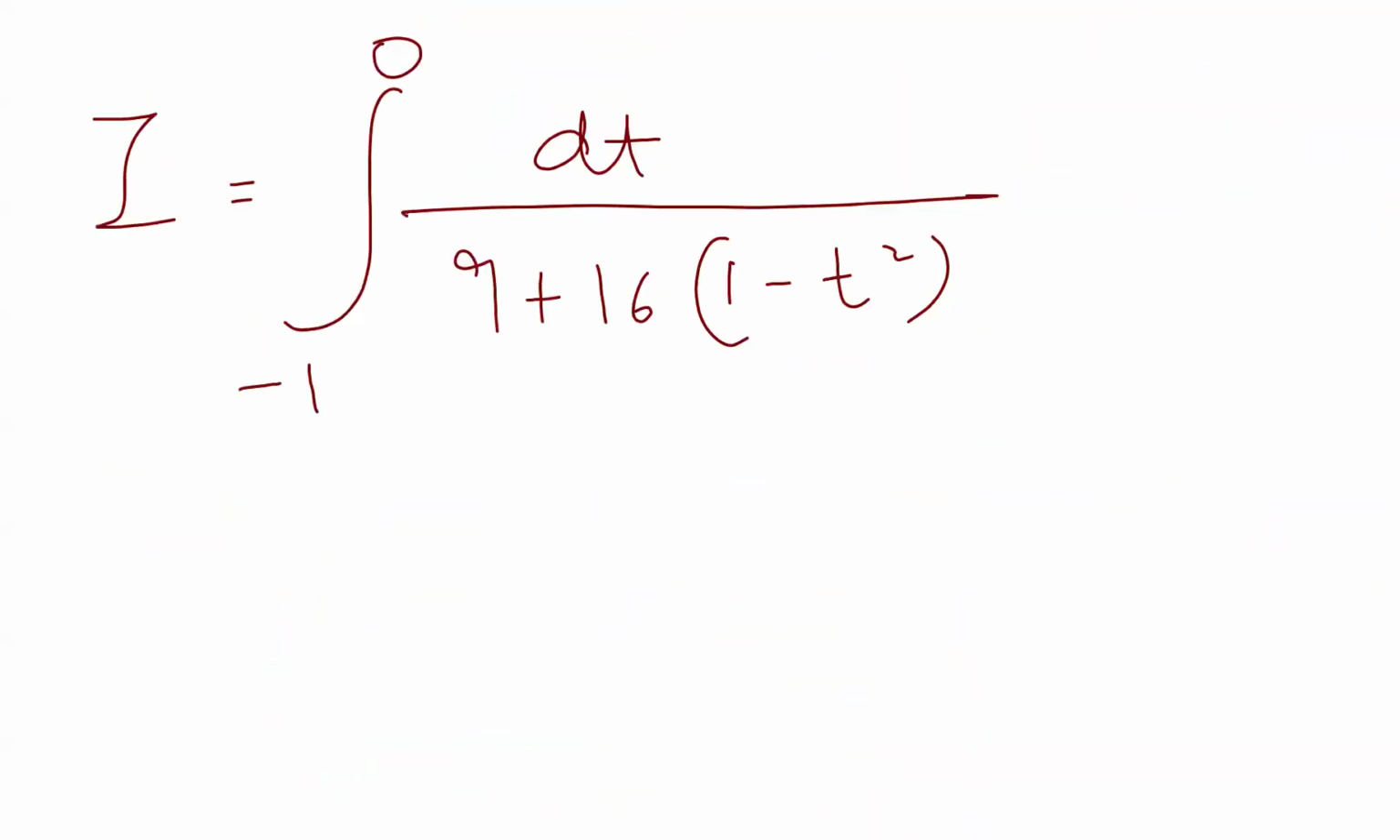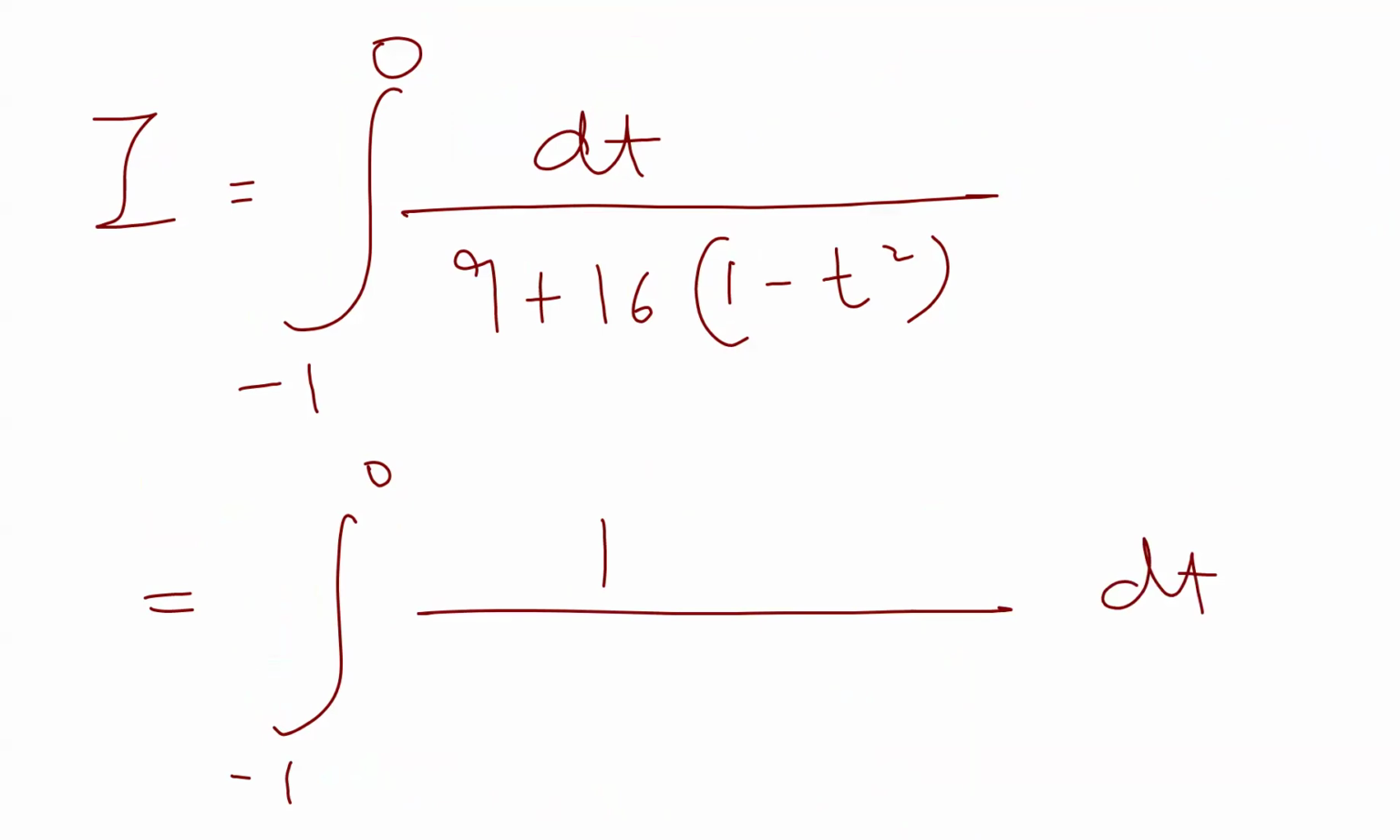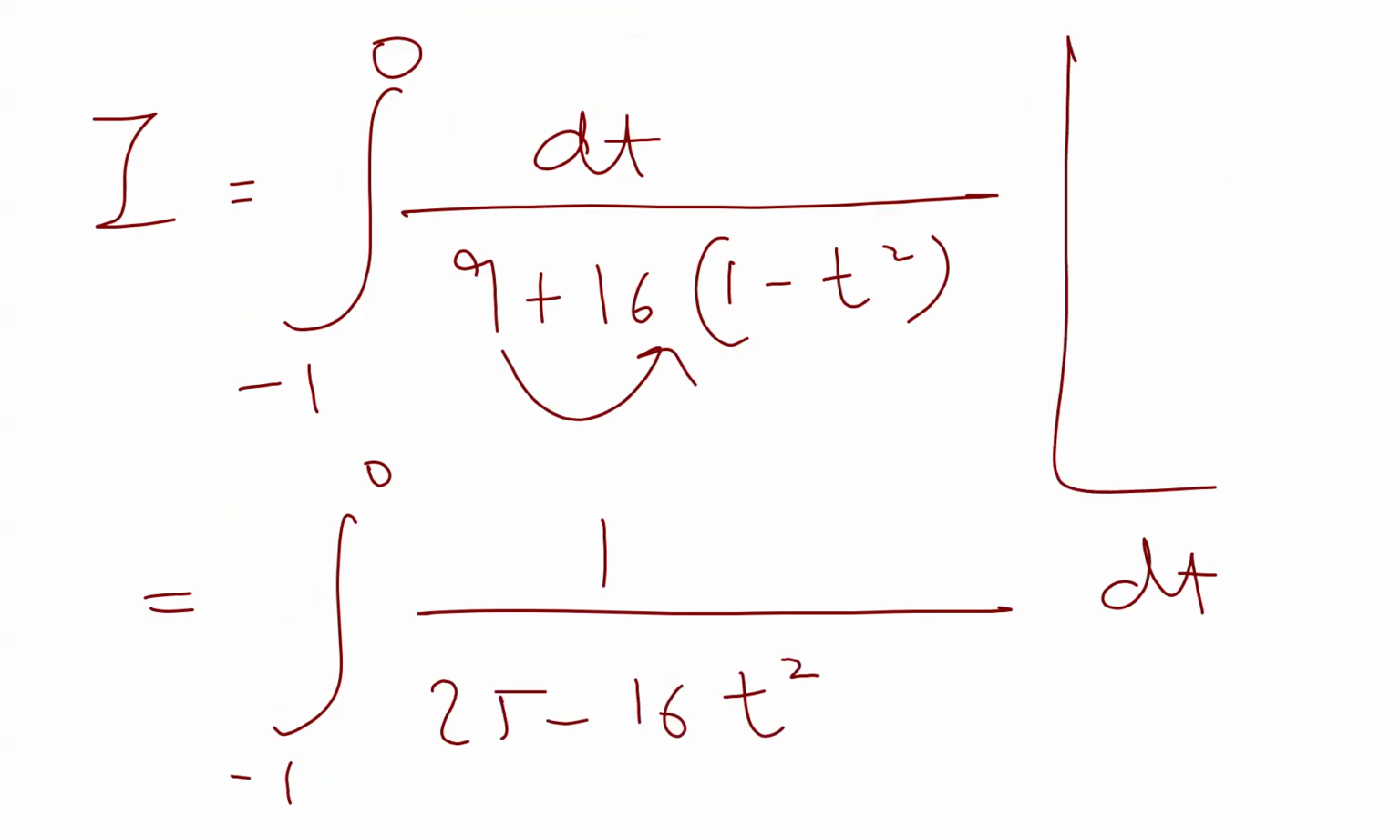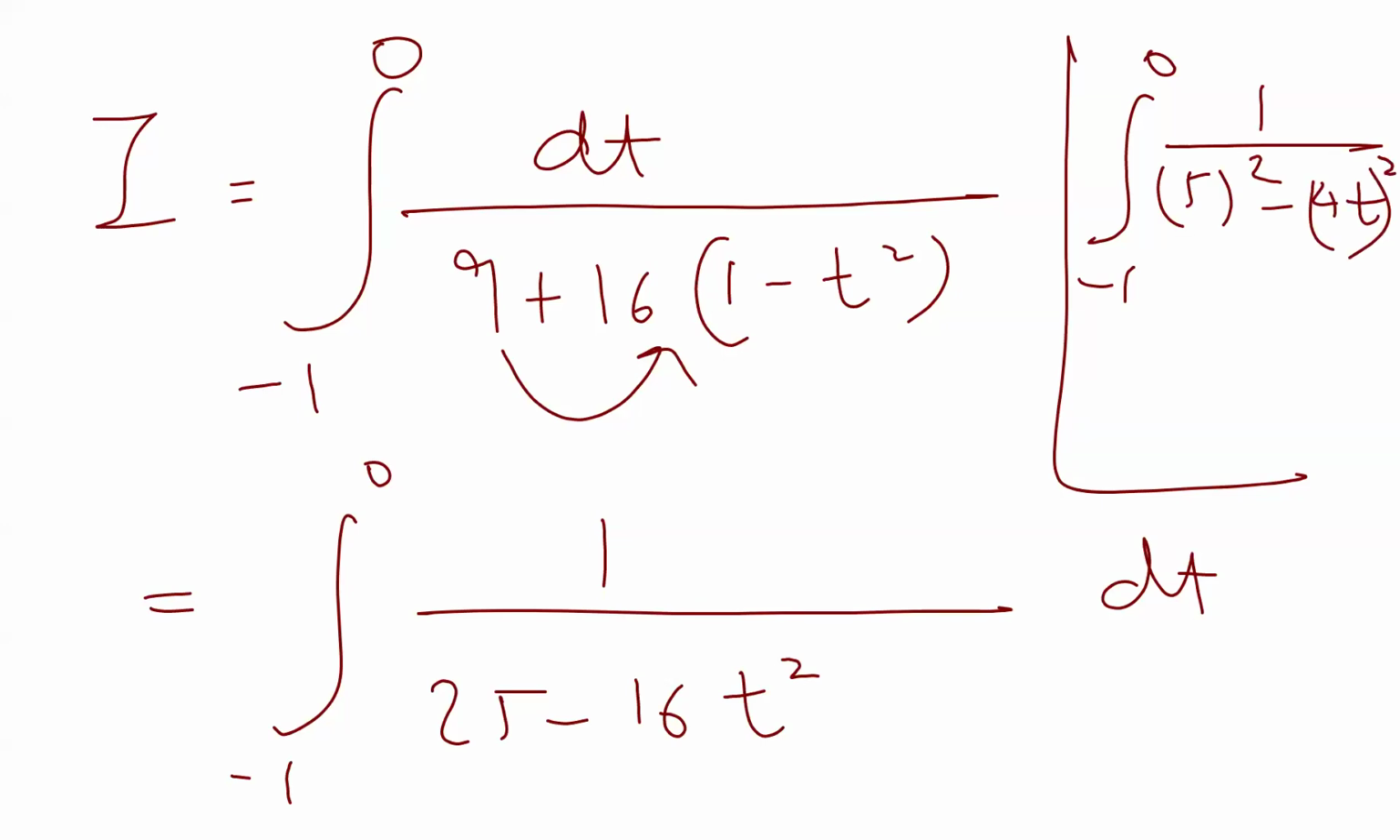Fine. Now it is going to be very simple. Don't worry at all. 0 to minus 1, 1 dt. So 9 plus 16, that is 25 minus 16 t square. Okay, 16 will be multiplied with the bracket. So this is going to be 1 on, just give that you get further, 5 square minus 4t the whole square dt.